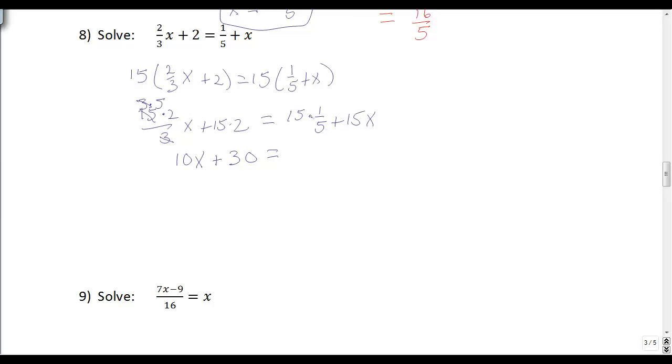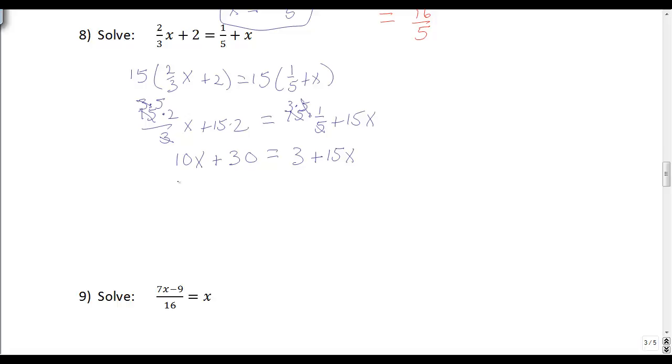And this denominator should cancel as well. So 15 again is, well, we could write it as 3 times 5. On this side, the 5's cancel, and I get 3 plus 15x. So that was a first step just to get rid of the denominator so I don't have to do fraction operations.